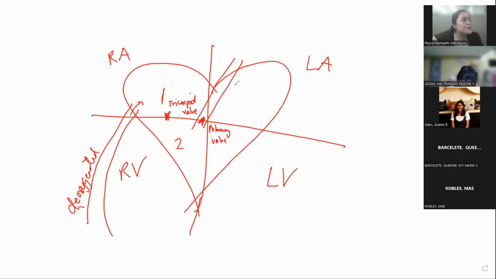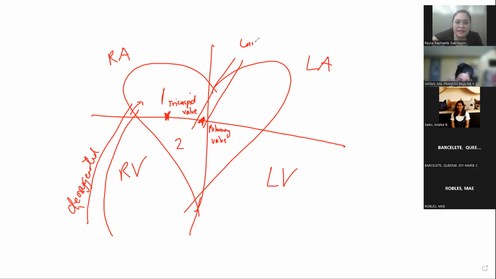And what's the purpose why the blood should enter the lungs? What is our purpose? For the blood to be oxygenated. Okay, very good. Because remember, it was deoxygenated when it entered the atrium. So again, we need to push the blood to the lungs for it to be oxygenated.